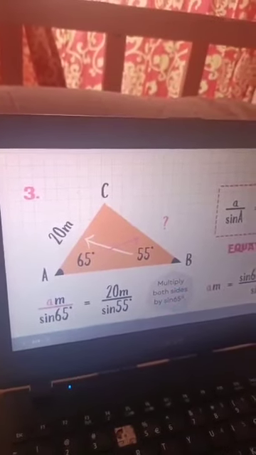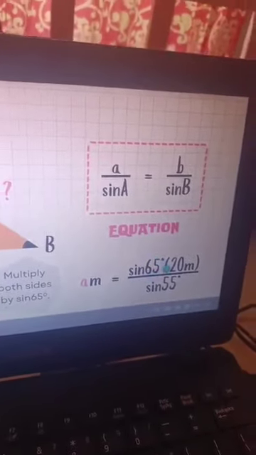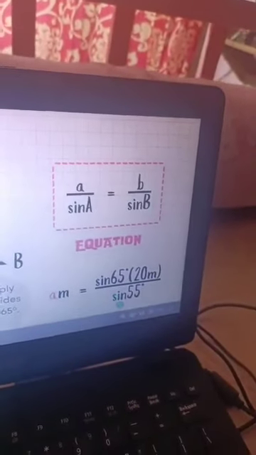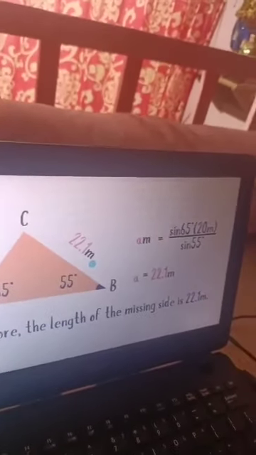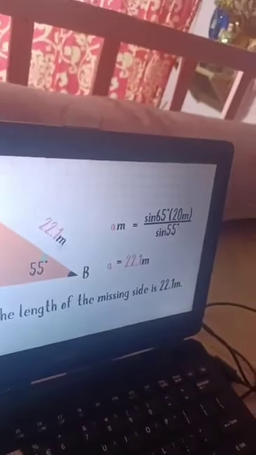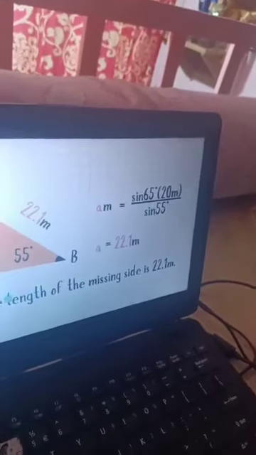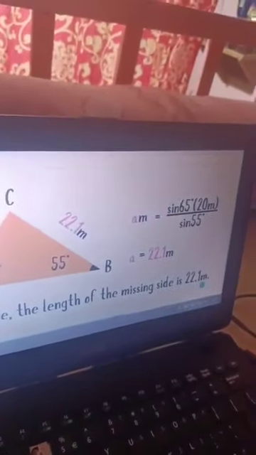Multiply both sides by sine 65 degree. So, A equals sine 65 degree times 20 meter over sine 55 degree. So, the final answer in side A is 22.1 meter. Therefore, the length of the missing side is 22.1 meters.